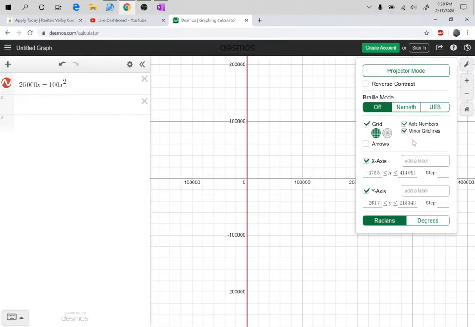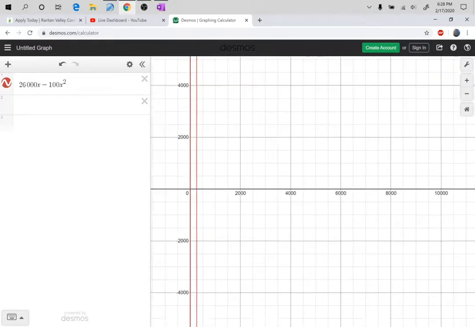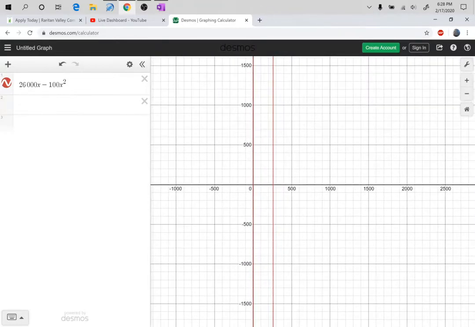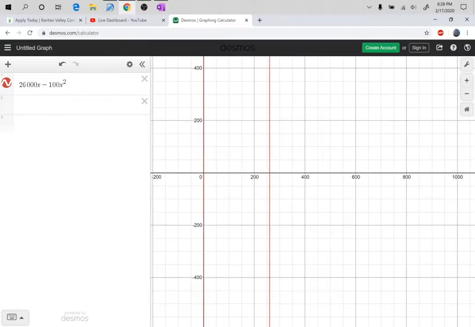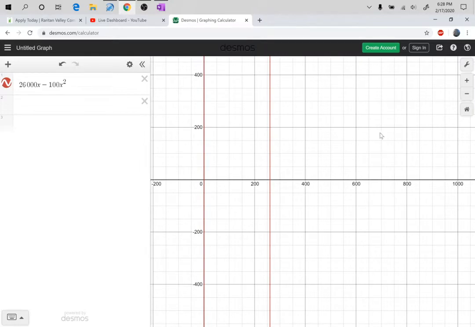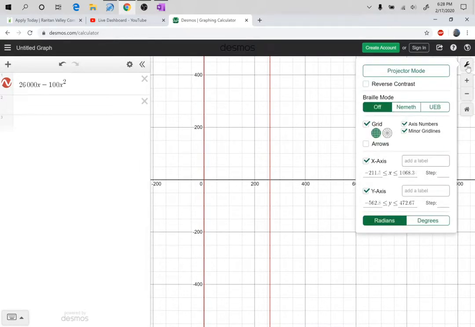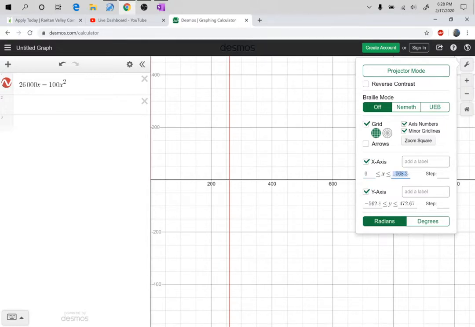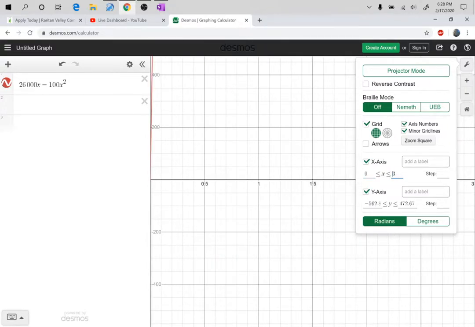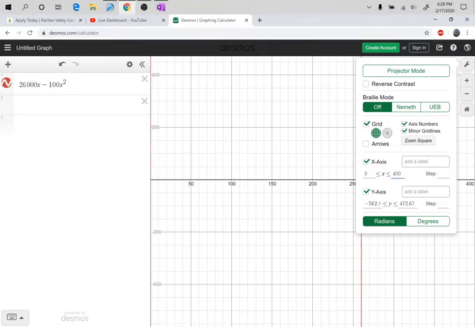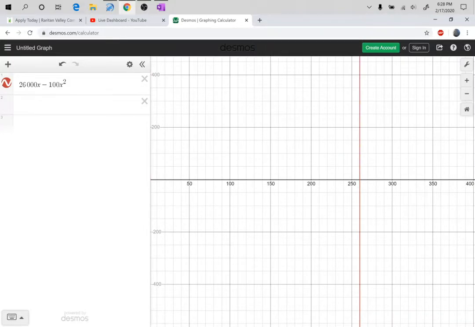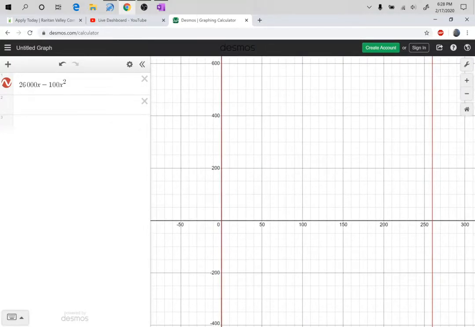So my x-axis, clearly we need to keep our x-axis between, let's say, 0 and 400. That gives us a nice view of those.